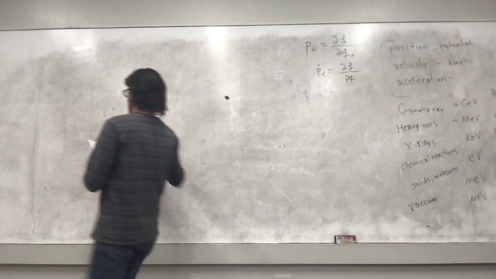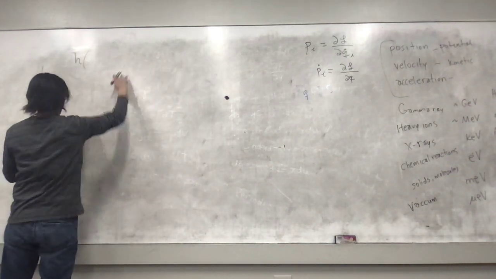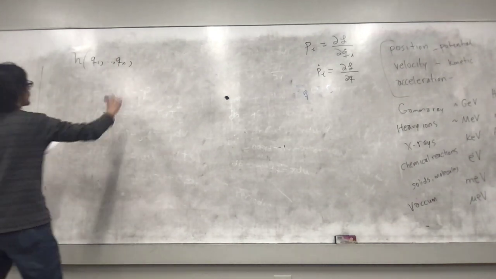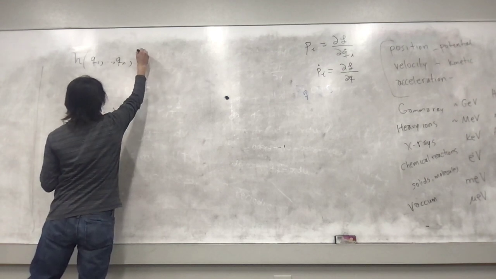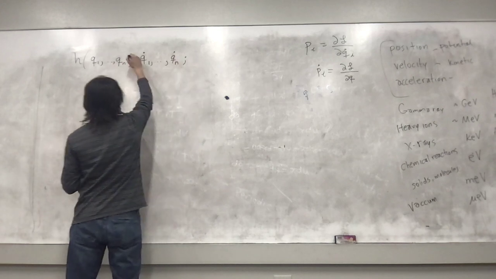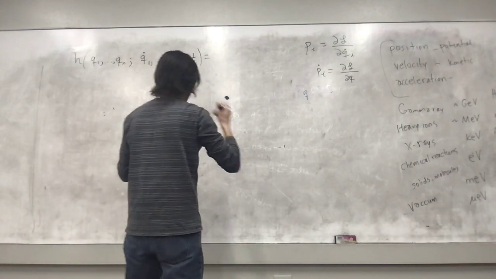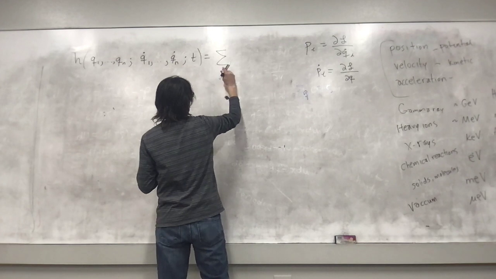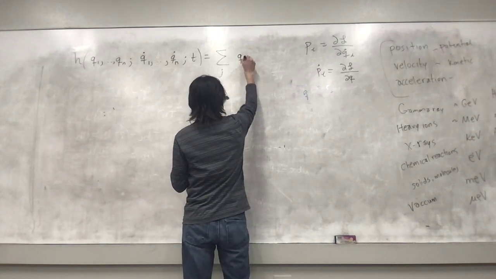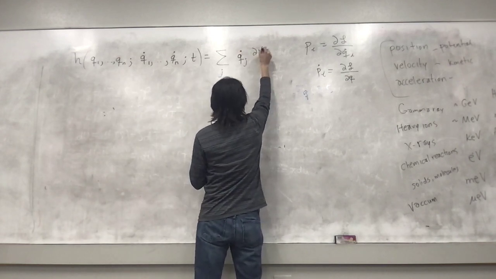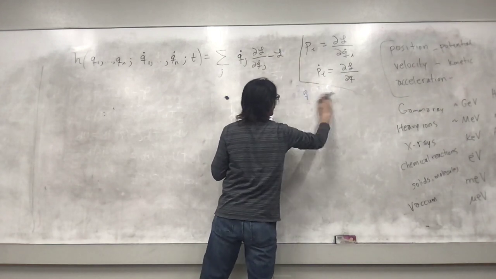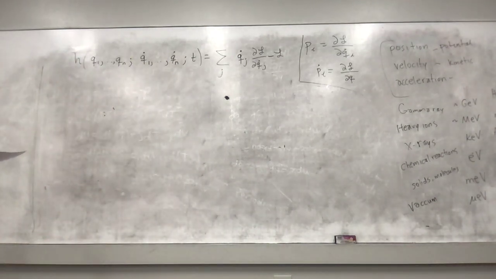So the definition was little h, and it was a function of all the generalized coordinates, the time rate of change of the generalized coordinates, and the time. And it was equal to, at this time we had not started to use the Einstein notation yet, so we had a sum. Rings a bell.